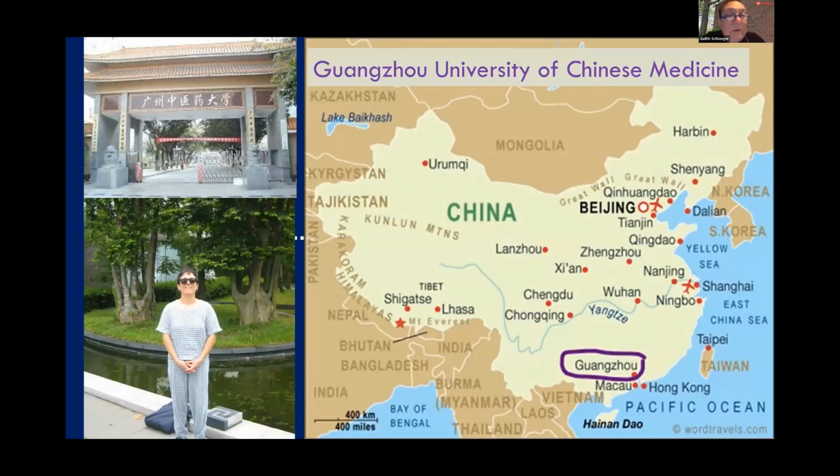So I packed myself up and I went to China, and I attended Guangzhou University of Chinese Medicine. And there I am as a student there. And Guangzhou is in Southeast China in Guangdong province, very near Hong Kong. And I attended school there for 4 years.